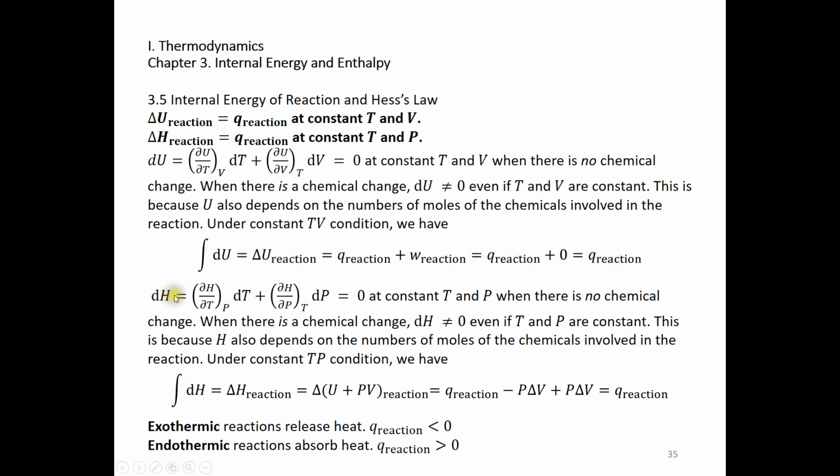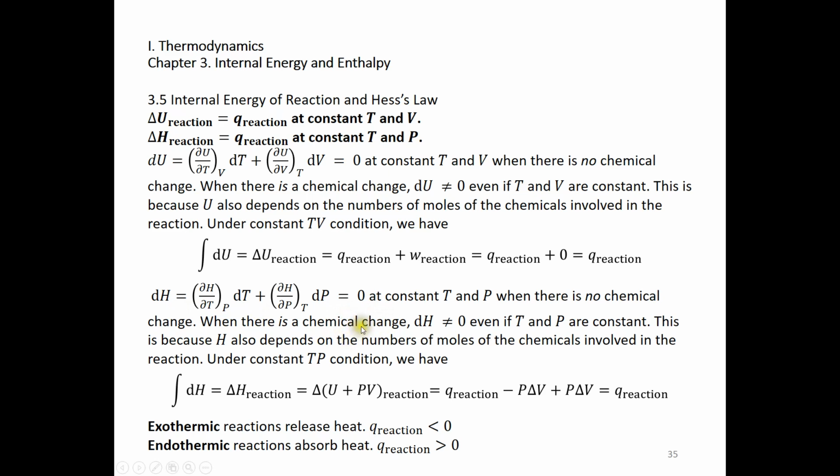Similarly, we can write dH in terms of dT and dP, assuming H is a function of T and P. So if we just look at this equation, if temperature is constant, pressure is constant, then H is a constant, if there's no chemical reaction. But what if there is chemical change?